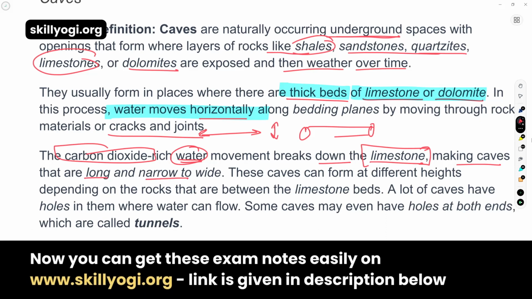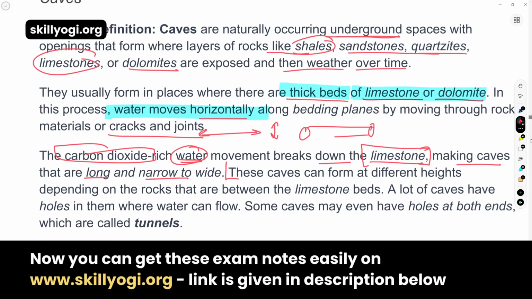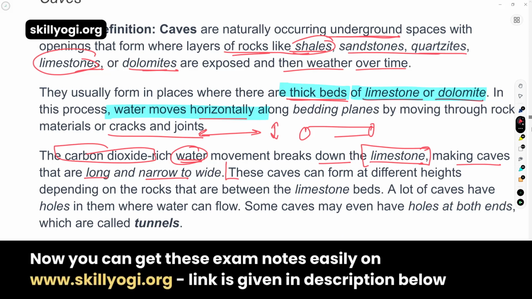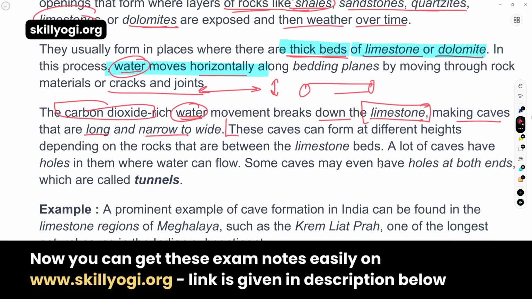These caves can form at different heights depending on the rocks that are between the limestone beds. So this is something which you need to remember. But the important stuff here is, where does it happen? It is underground and it is created when the layers of rocks are there. What kind of rocks? Shale, sandstone, quartzites, limestone, and dolomites. Where does it happen? This usually happens when there are thick beds of limestone and dolomite. How is it created? It is created by continuous movement of water. How is the water moving? The water is moving horizontally, right? I hope you have understood this. This is very simple, but these are the keywords that you need to remember.